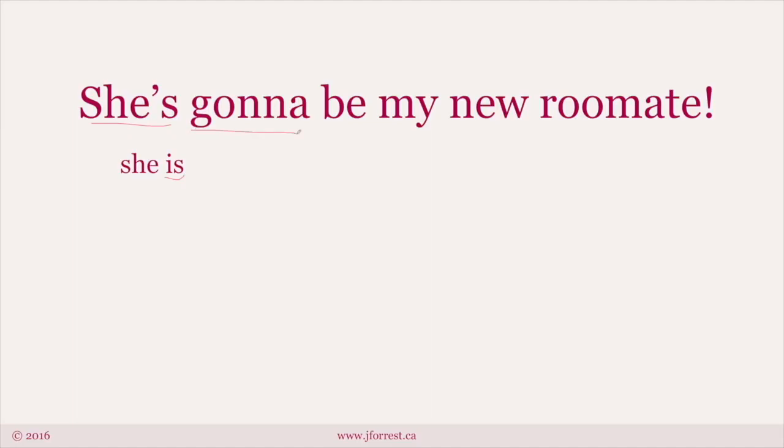Next, we have gonna, which is a reduction. A reduction is a natural change that happens in spoken English where we take the sounds of two words and we make them one word. So this is a reduction of the words going to. And we say gonna. But notice again the pronunciation. It's not with an O sound. It's with a U, gonna. Repeat, gonna. She's gonna be, repeat, she's gonna be. She's gonna be my new roommate.